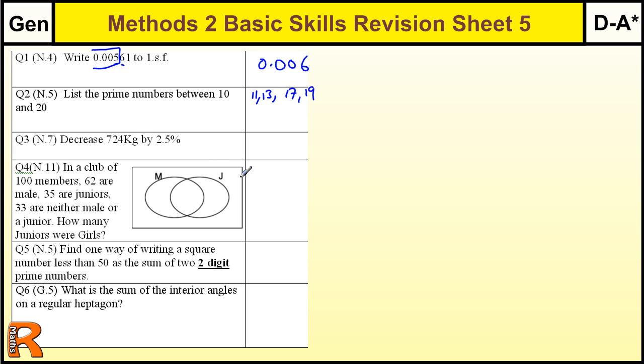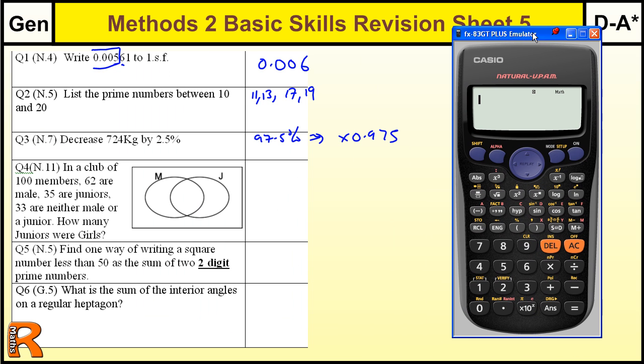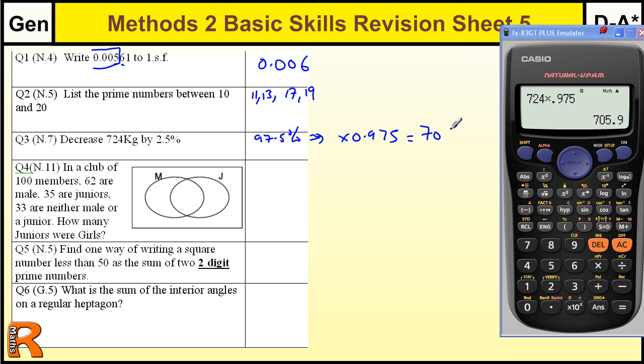Decrease 724 by 2.5%. Well, a quick way of doing this is to figure out that if you're decreasing by 2.5%, you're actually working out 97.5%, which implies you're going to multiply by 0.975. So we need to get a calculator out and do 724 times 0.975, and that gives us 705.9. Because it's kilograms, we don't add any zeros. If it was pounds, we'd add an extra zero to make it to the nearest pence.